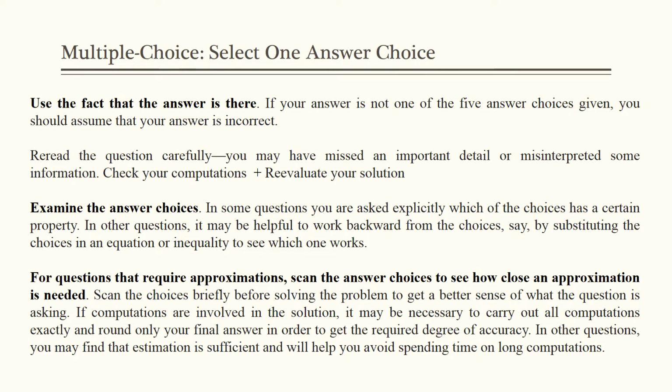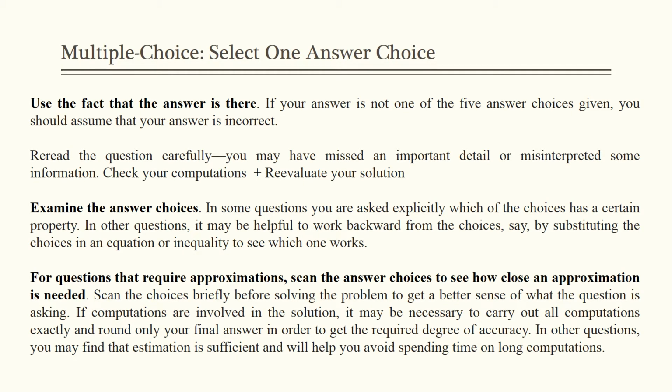You use the fact that the answer is already there. If your calculated answer is not one of the 5 answer choices provided, then you know that there is something wrong. In that case, you reread the question. You might have missed an important detail or misinterpreted some information. You check your calculations and you reevaluate the method that you've used to come to the answer.